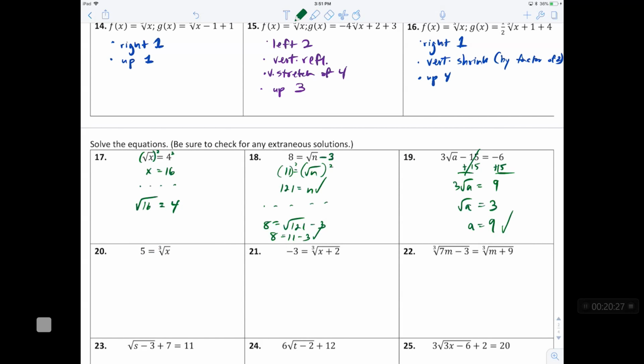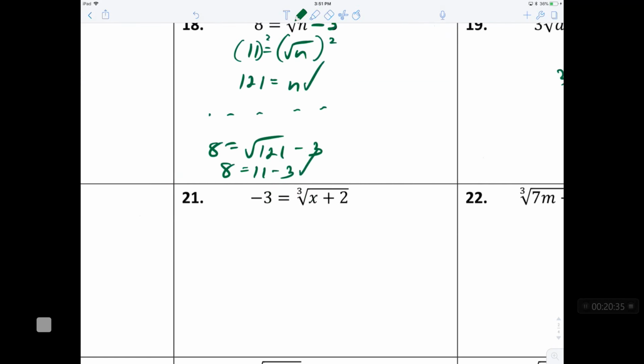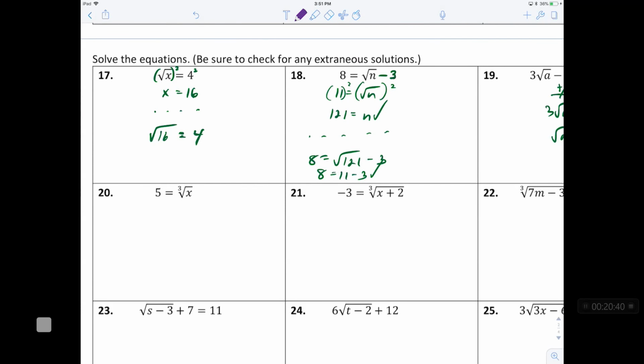Okay? Same steps for a cube root function. So let me look at maybe one of the harder ones right here. Okay, I guess I can go through these quickly. This one, I'm going to cube both sides. So 5 cubed is 125. This is going to be equal to x. I would go through and check, and that would work.